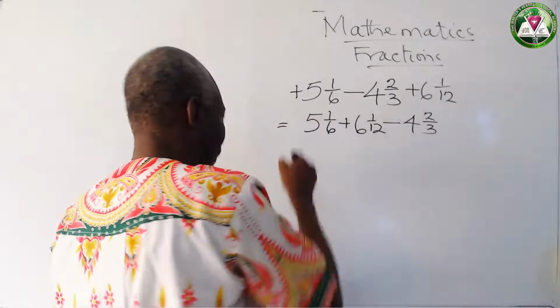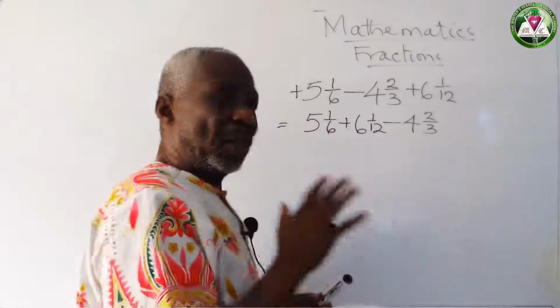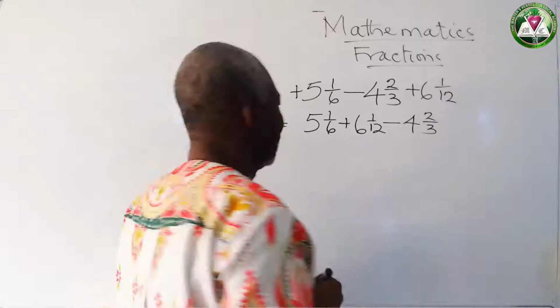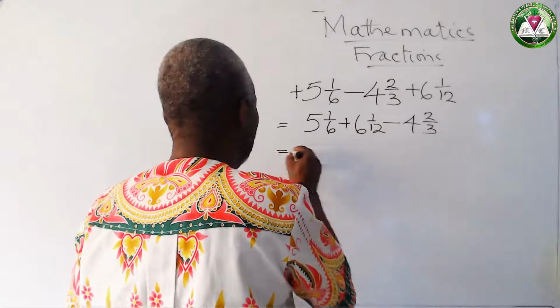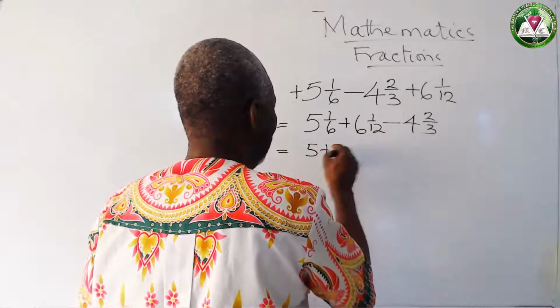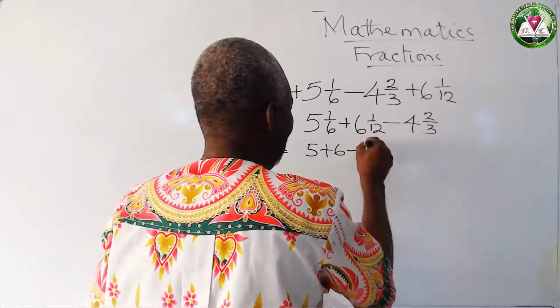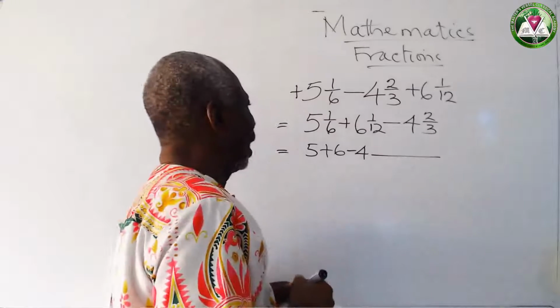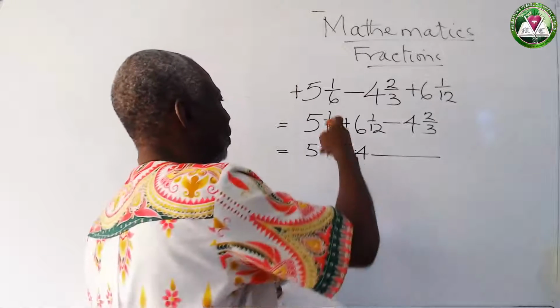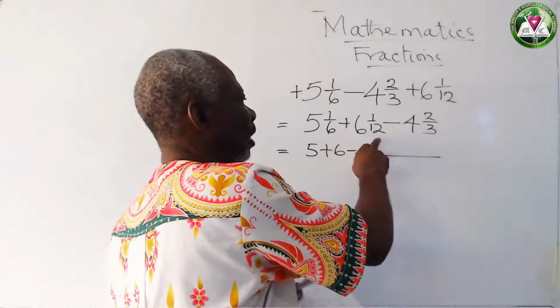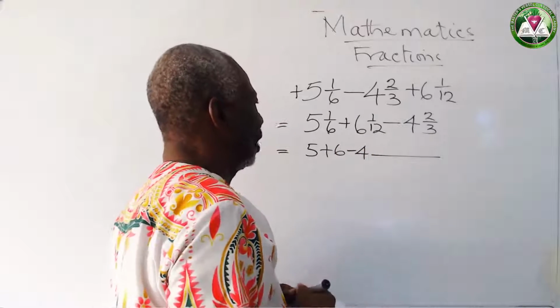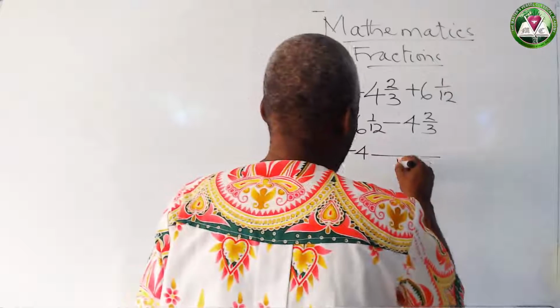As usual, because they are all mixed fractions, we now consider the whole number portions first. The whole number portions now, 5 plus 6, after that, minus 4. Then we go to the proper fraction portion. We have 6 in the denominator here, 12 here, and 3 there. We look for the least common denominator for them, and that gives us 12.